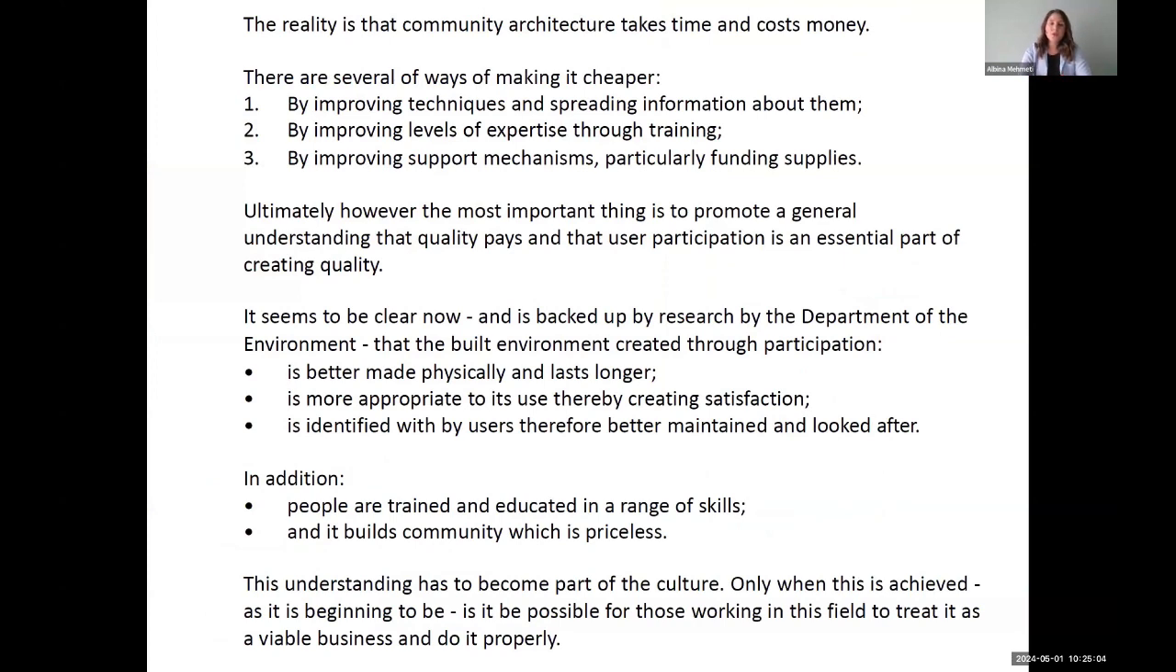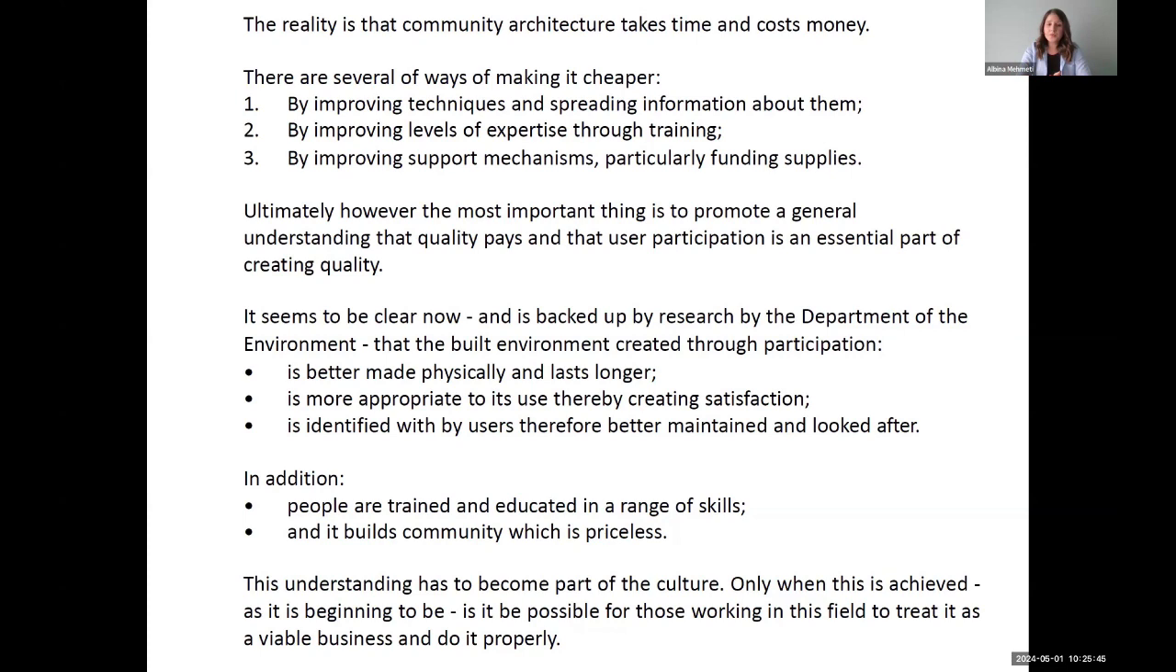There is another important point to stress in those kinds of projects, which is that there can be several ways to make it cheaper. So even though it might not be a fundraising organization or something to finance this project, we can also minimize the costs by improving technologies and spreading information about them, by improving the level of expertise through training, by improving support mechanisms, particularly funding supplies.